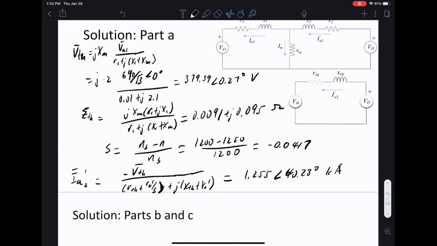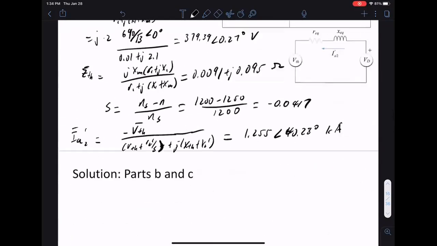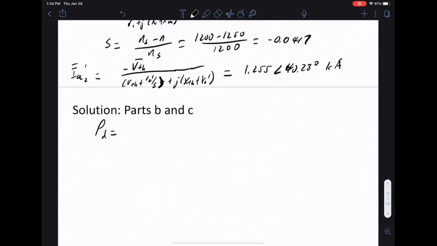Okay. So this is the current. Then the second part asks us for the developed power. Once we know the current, we can calculate this quite quickly: minus 3 R2' (1 minus S) over S, times |IA2'| squared. The key thing to remember here is this is the magnitude of the current, because I'm only computing the active power.